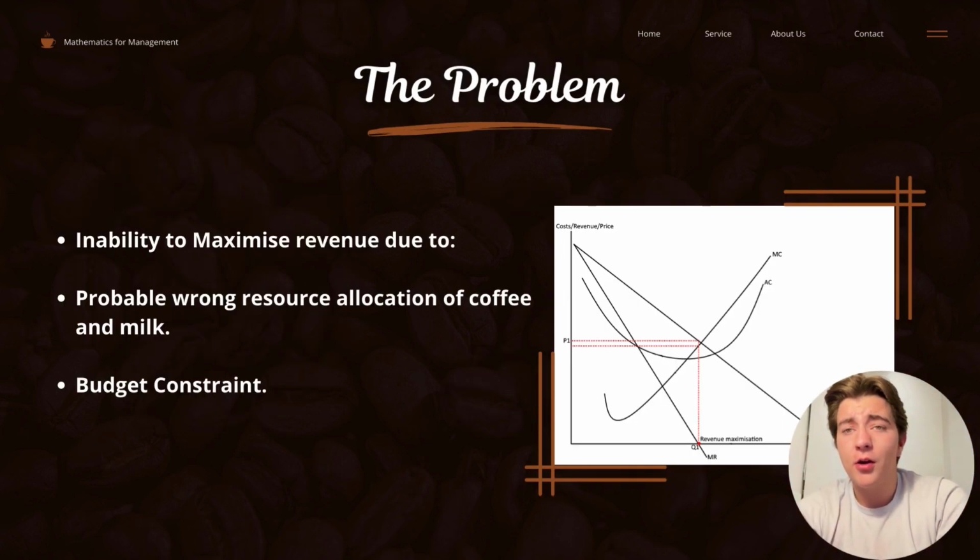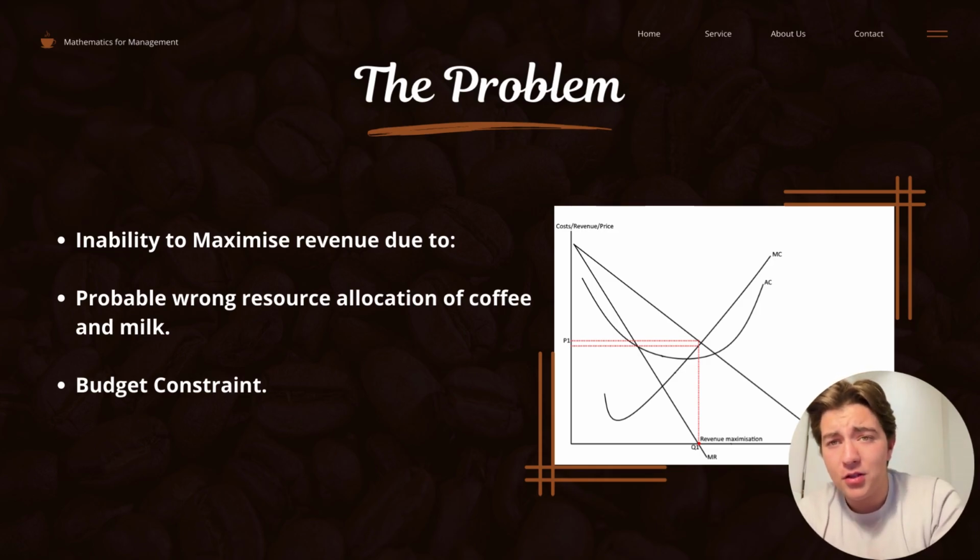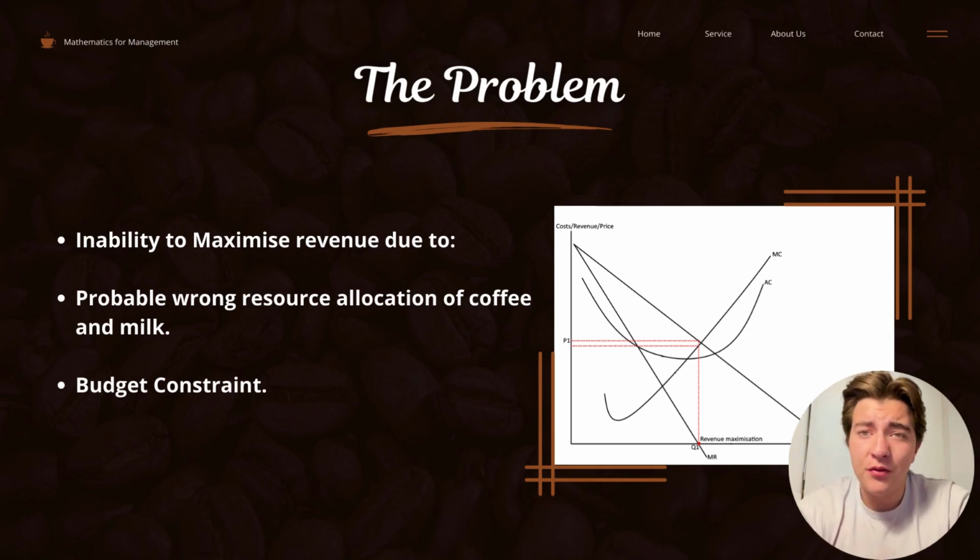Alright, so we have already introduced our company and our business model. But we have a problem. We are not able to maximize our revenues. Talking with our research and development team, they think that it's because under our budget constraint, we are not able to allocate our resources efficiently. So let's take a look at how we can solve these issues.